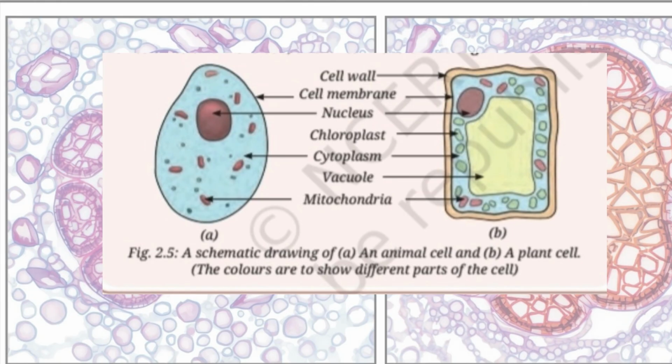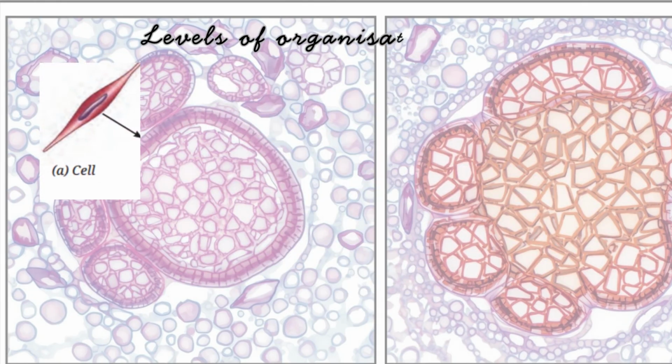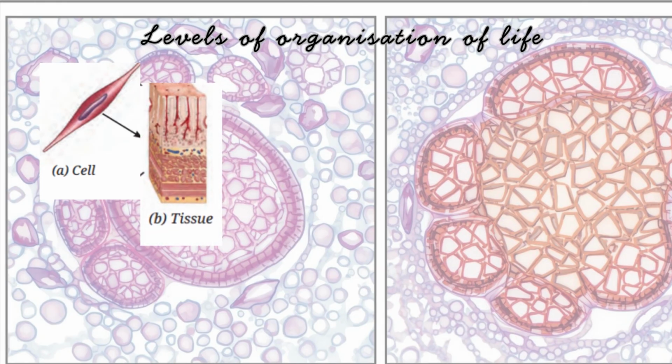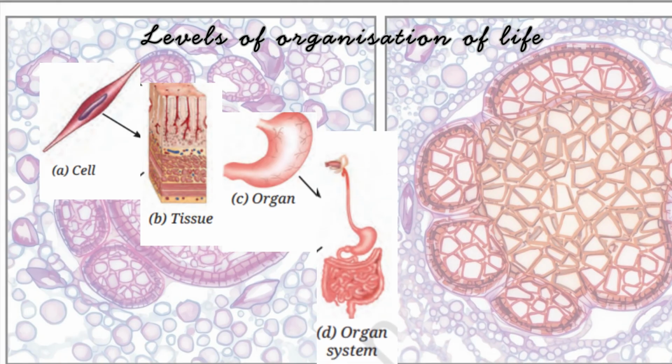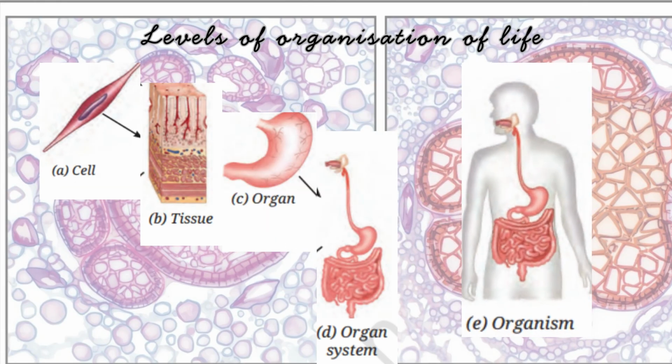Levels of organisms. In living beings, cells don't work alone. They join together to form tissues. Tissues combine to form organs. Organs join to form an organ system. And finally, all organ systems work together to form a complete organism. So the levels of organisation are cell, tissue, organ, organ system, and organism.